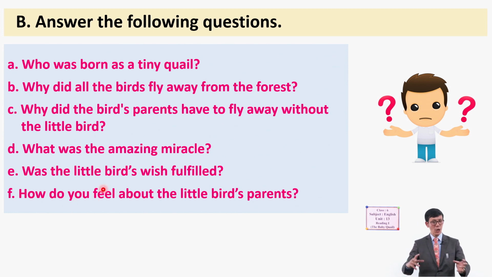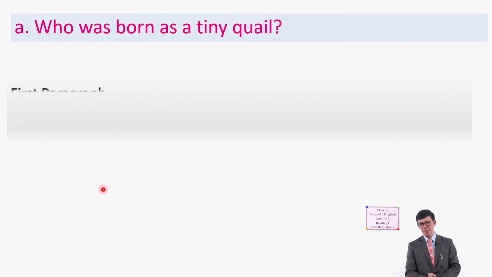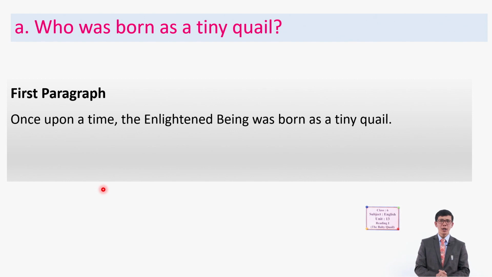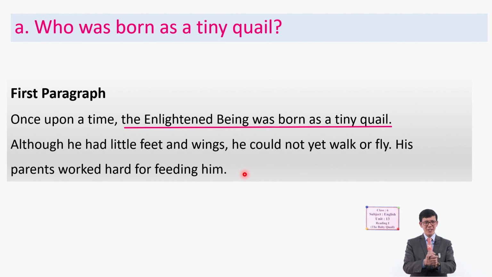Now here we go to the answers one by one. So let's go to the first question. Please everybody, I request you to look at the text quickly and find the answer. Who was born as a tiny quail? Can you please quickly read the text and tell me the answer? Okay, have you found the answer? Good. You might have got the answer there. Okay, you can see.